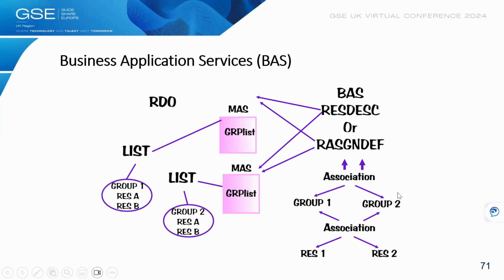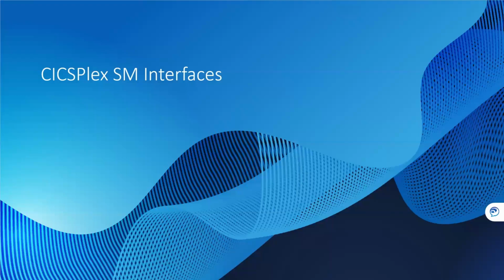With BAS, it was different. You created the resources, you created the groups, and you associated them together. And then you chose how you wanted it to be installed in a CICS region using the RESDESC or resource assignment definition, which are fairly complicated to learn in under an hour, but nonetheless, you had ways of installing it into a CICS environment. Okay. Good. Questions so far?